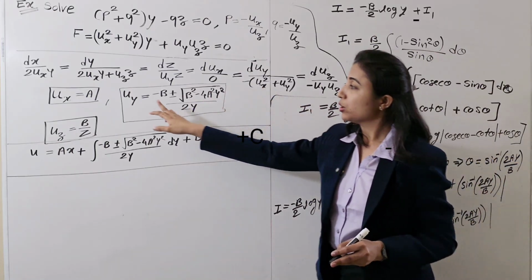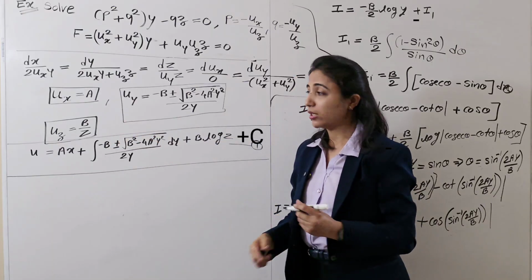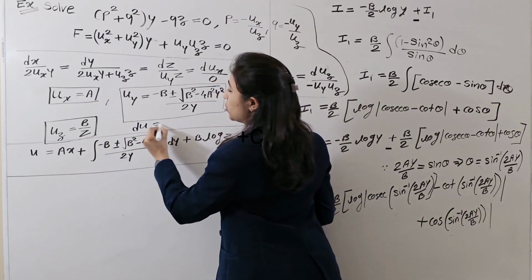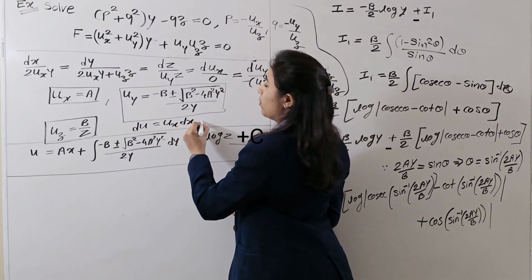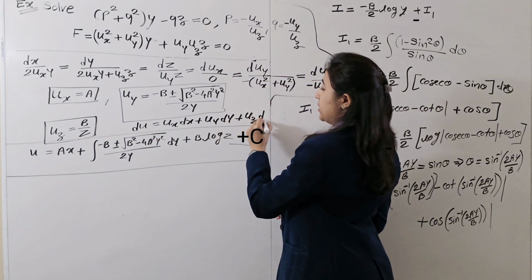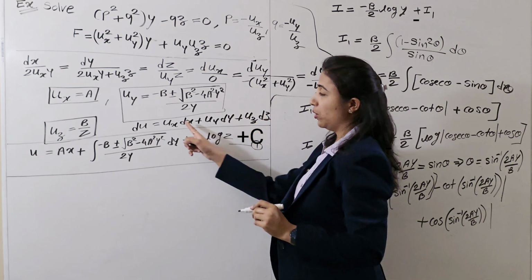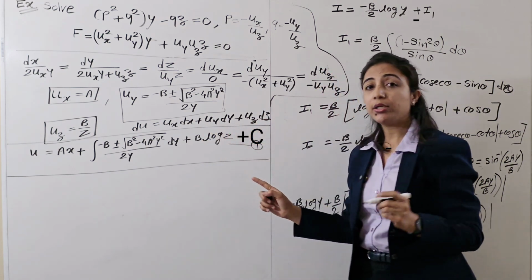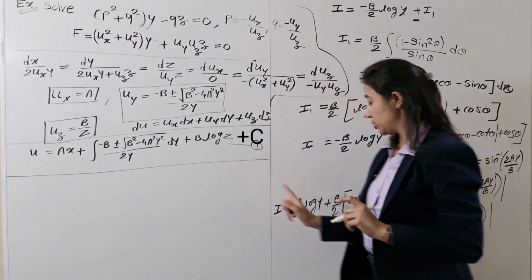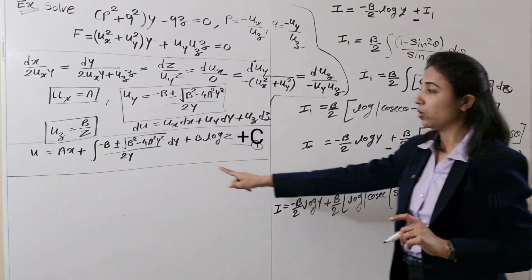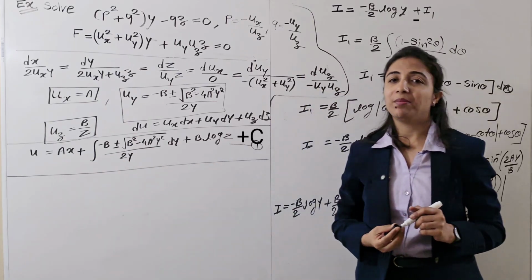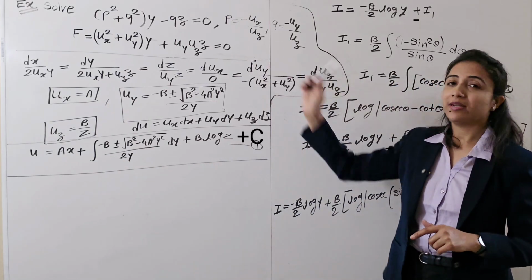So when we solve, you will get these 3 answers, and the complete solution form is du equal to ux dx plus uy dy plus uz dz. And once you put the values of ux, uy, uz, after that you have to integrate this term. Here for I1 I have already put the value of I, and that is nothing but the complete solution for this differential equation.